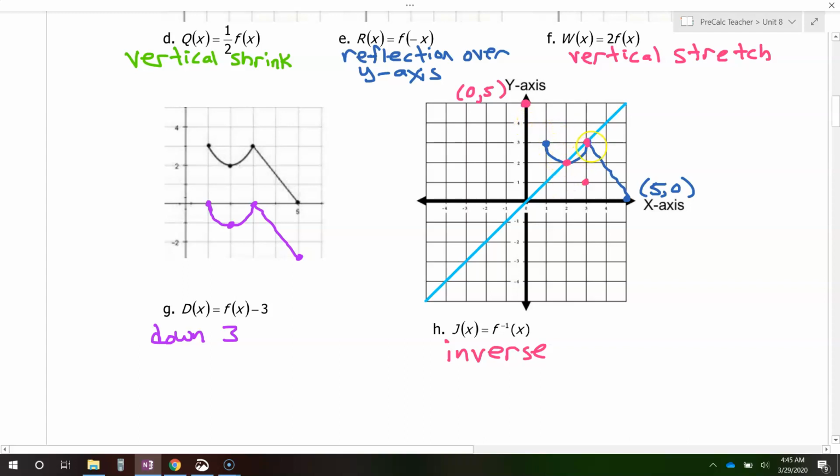Now look for that cup and handle shape, and hopefully you can see that here's the cup right in here. Here's the cup shape, and then here is the handle. So that red is the inverse that we were supposed to graph. The blue, of course, is the original function.